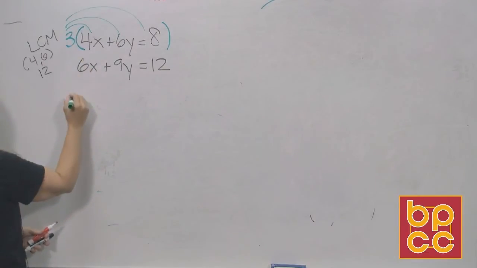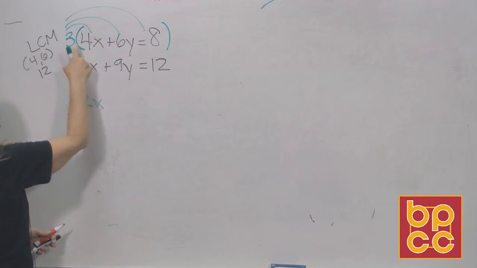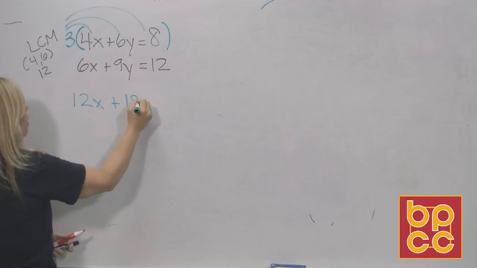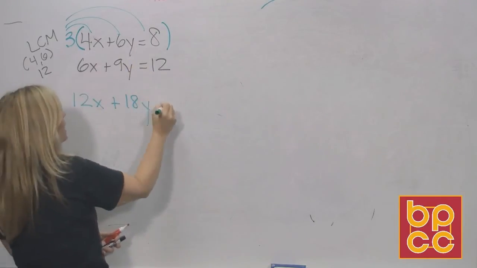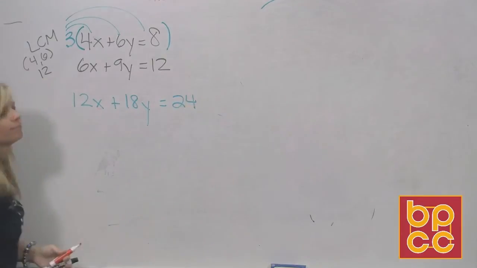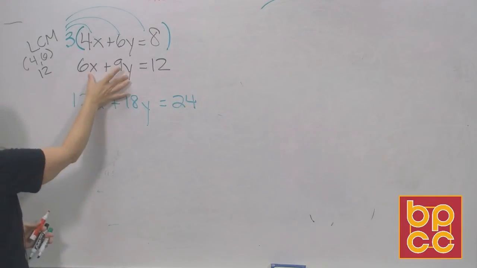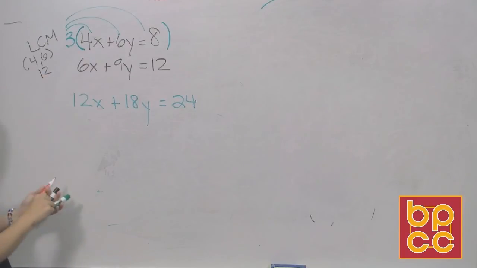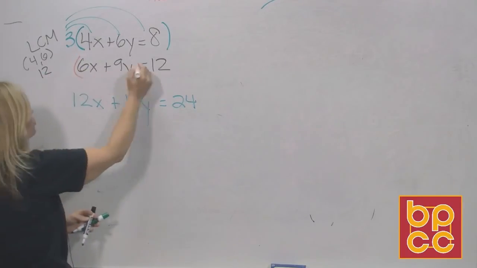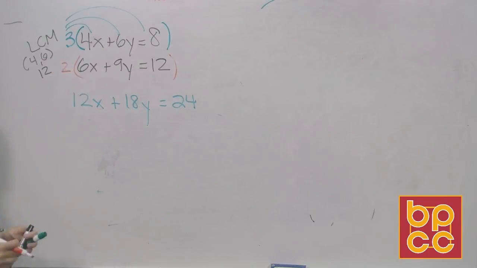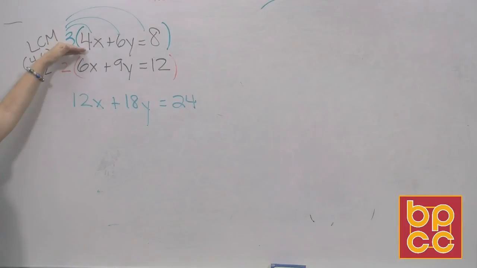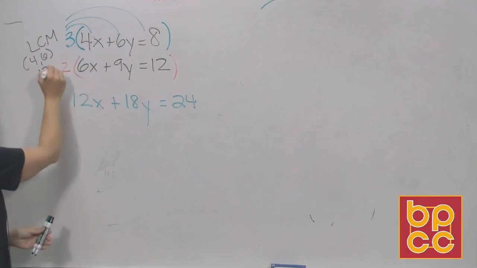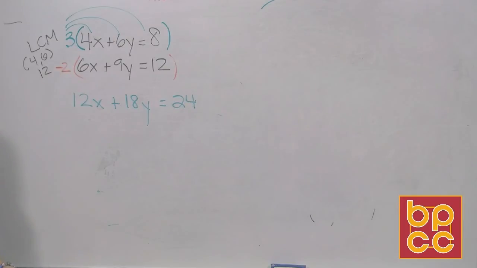So 3 times 4x is 12x. 3 times 6y is 18y. 3 times 8 is 24. Now we have to come down here. We said we're going to make the variable x 12. So to make a 6 into 12, we're going to have to multiply by 2. But you have to pay attention. If this 12 is positive, in order to cancel, this 12 has to be negative. So we're going to have to multiply by negative 2.